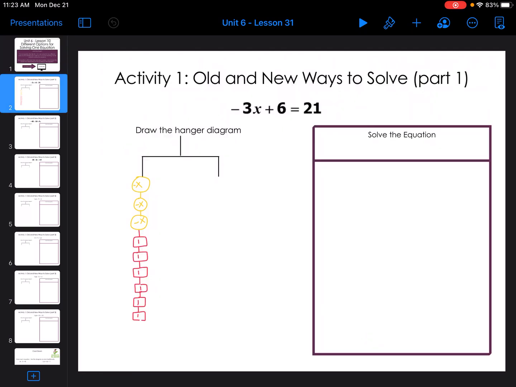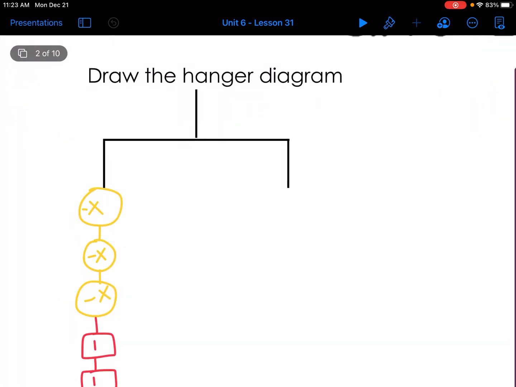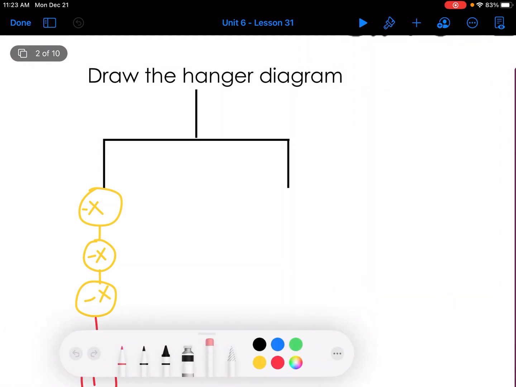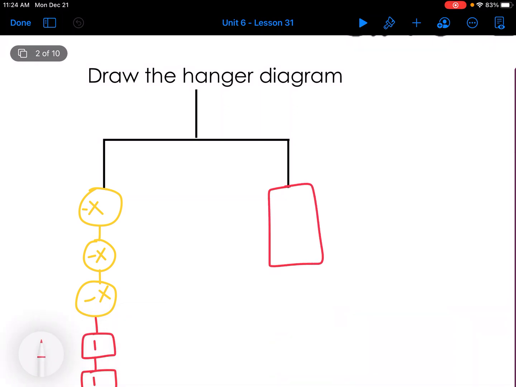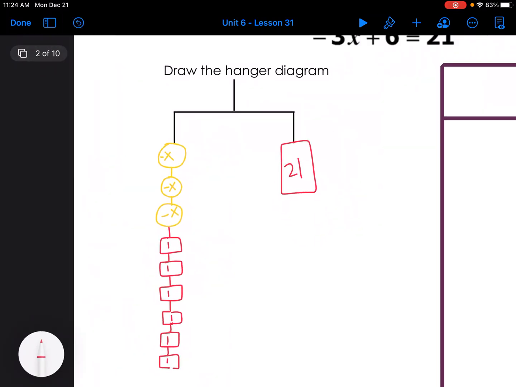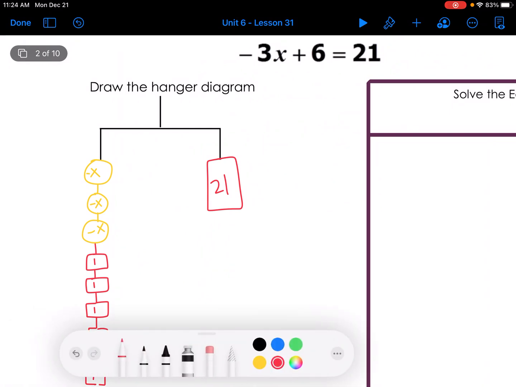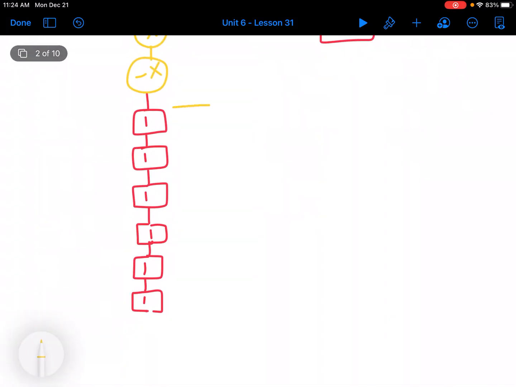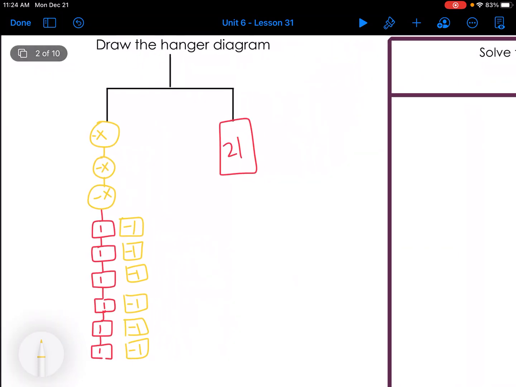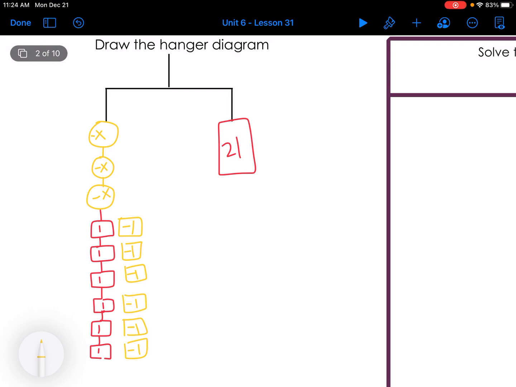So I'm going to start with my first equation. I have negative 3x plus 6 equals 21. So I'm going to finish drawing my diagram. So I know I have a positive 21. So I'm going to zero out. So that means I'm going to add negative ones, so that I can do that. And that would be 6 negative ones.